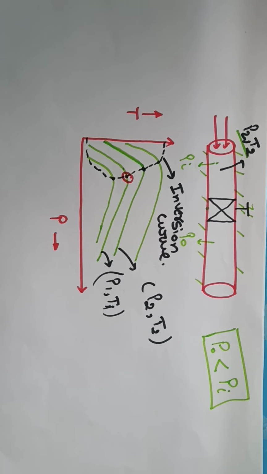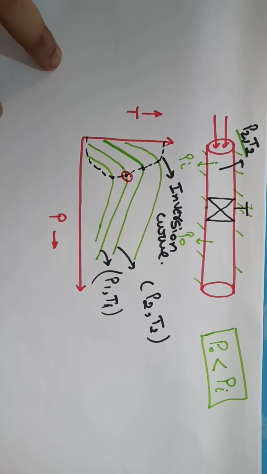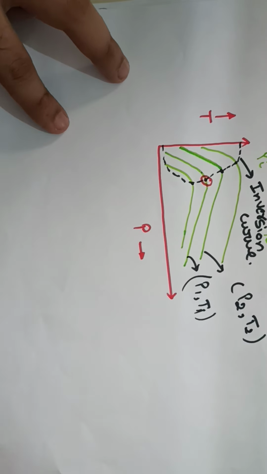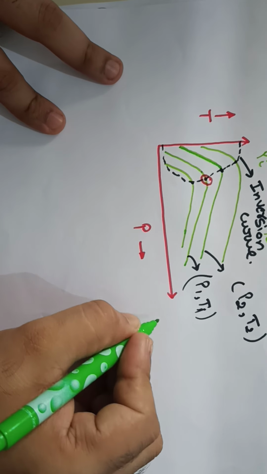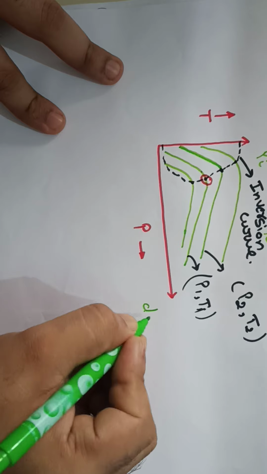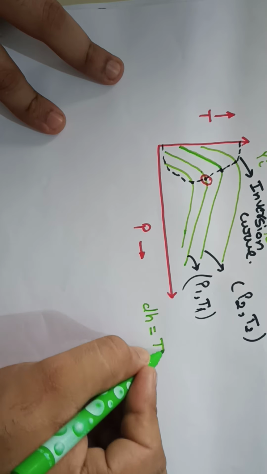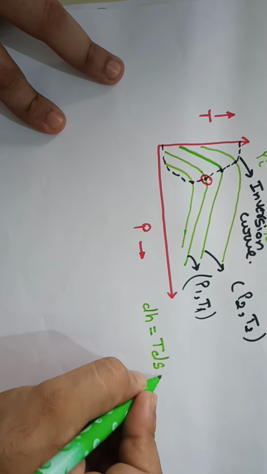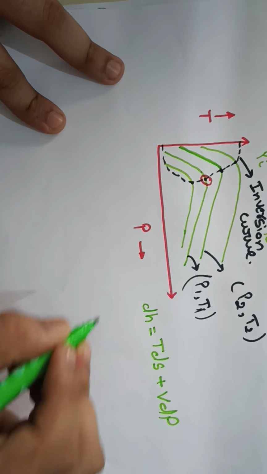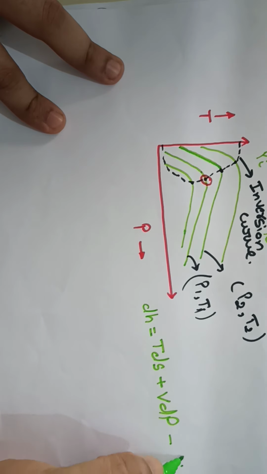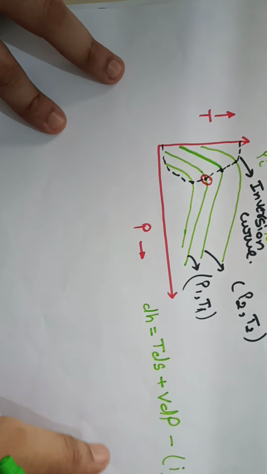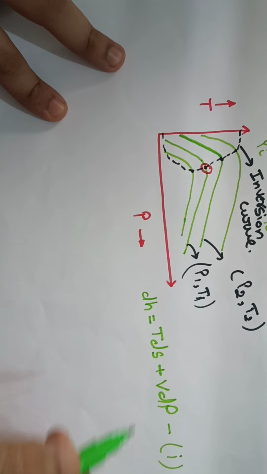Now let's find a relation for the Joule Kelvin coefficient. For that we will be using some thermodynamic equations. The first equation I'll be using, we know this relation: dH equals TdS plus VdP. I'm directly using this equation and not going through the proof of it. It's very easy. We are just using it directly. So dH equals TdS plus VdP.